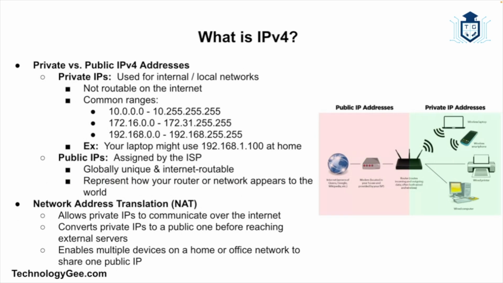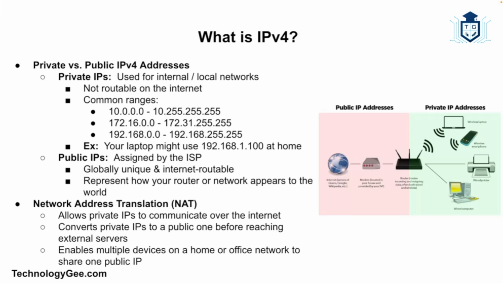All right, so let's talk about private versus public IP version 4 addresses. When configuring a SOHO network, it is crucial to understand the difference between private and public IP addresses. A private IP version 4 address is used within local networks like your home or your small office, and it cannot be routed on the internet directly. You can think of them as for internal use only.